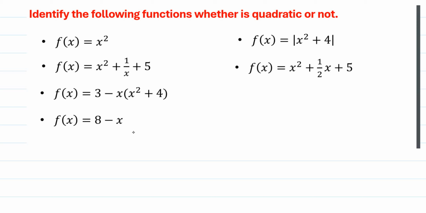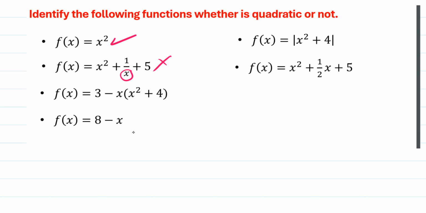First one, is it any of the cases that I explained below? No. So it means x squared is quadratic. Second one, f of x equals x squared plus 1 over x plus 5. Note that I have x in the denominator, 1 over x. So in this case, this is not quadratic.